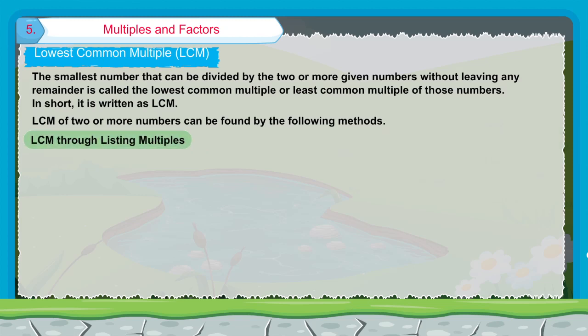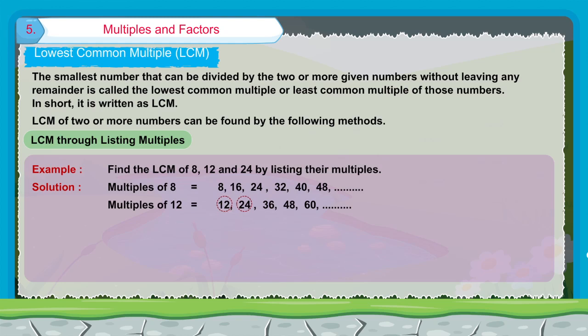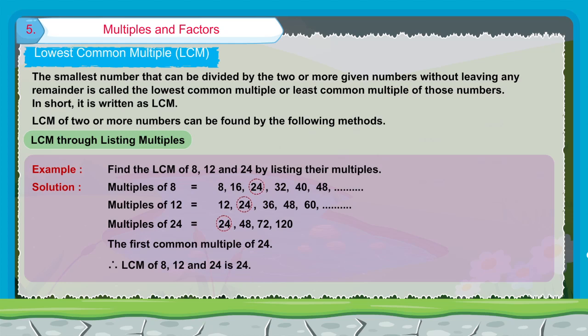LCM through listing multiples. Example: find the LCM of 8, 12, and 24 by listing their multiples. Solution: multiples of 8 are 8, 16, 24, 32, 40, 48. Multiples of 12 are 12, 24, 36, 48, 60. Multiples of 24 are 24, 48, 72, 120. The first common multiple is 24. Therefore, LCM of 8, 12, and 24 is 24.